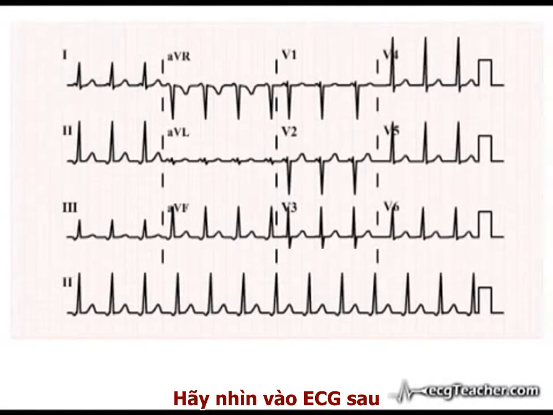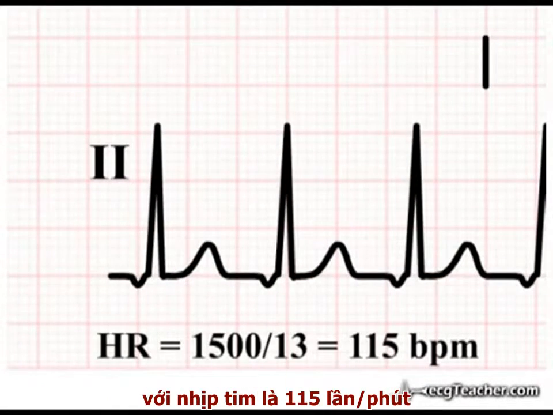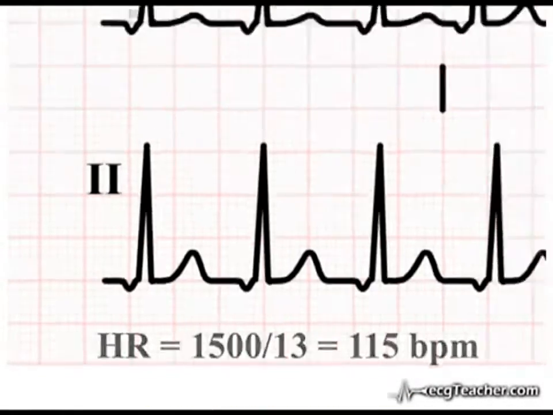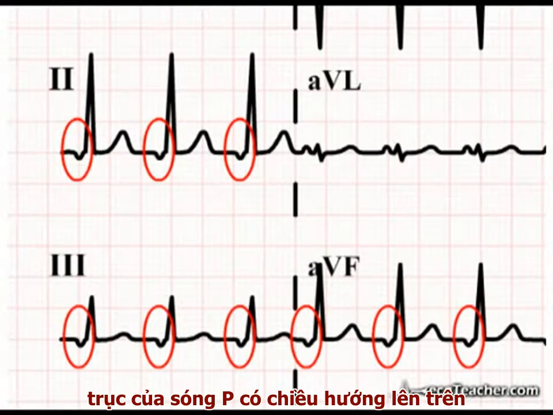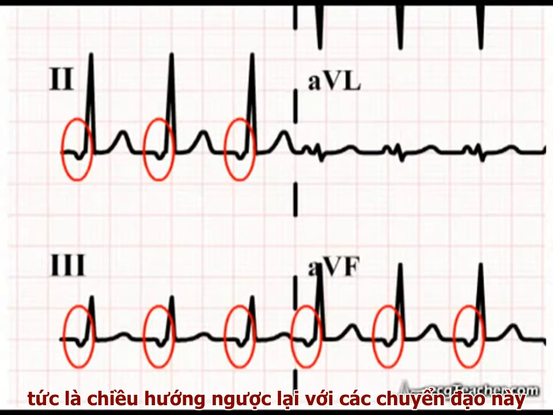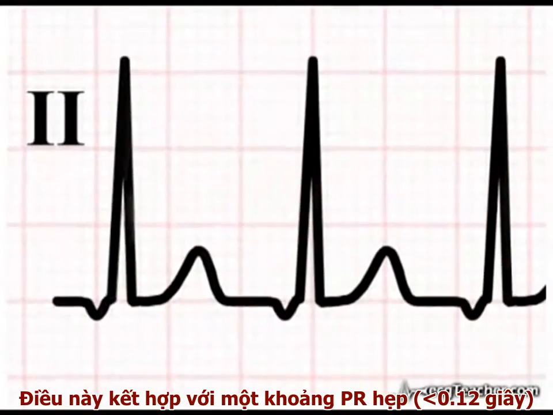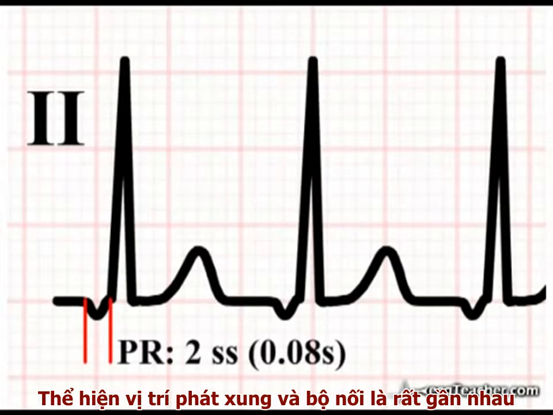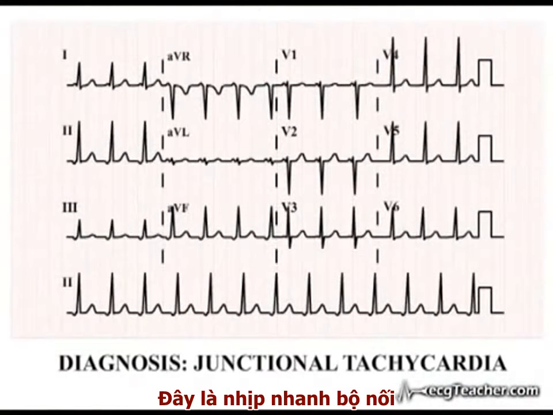Looking at this ECG, we identify a narrow complex tachycardia with a rate of 115 beats per minute. Negative P waves in the inferior leads indicate that the P wave axis is travelling superiorly, away from these leads. This, combined with an abnormally short PR interval, places the source of the depolarizing discharge in the junctional region. This is a junctional tachycardia.